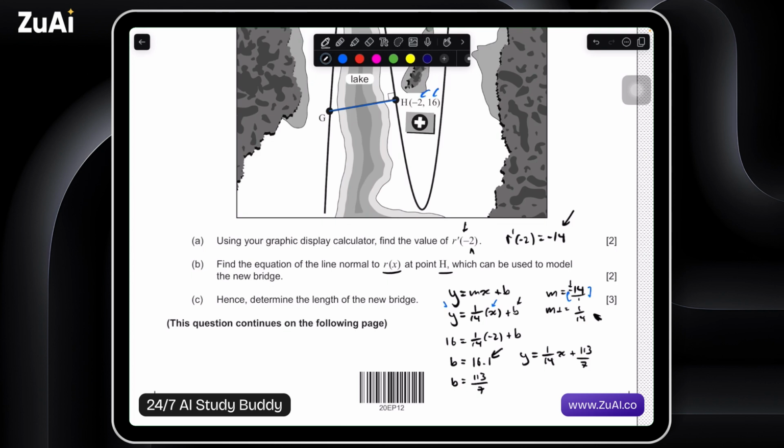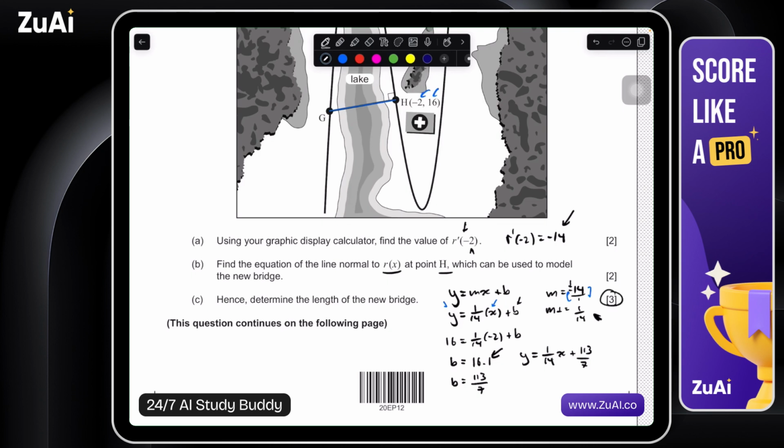Alright. Now they want us to determine the length of the new bridge. It's a 3-mark question. It's actually kind of a nice question, to be honest. I do like this question. Determine the length of the bridge. So, we know how to find the distance. We even had a distance formula question above with those Voronoi. The distance is just going to be, we can imagine, Pythagorean theorem. It's going to be this distance right here.